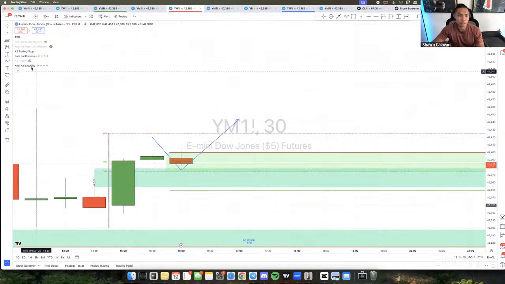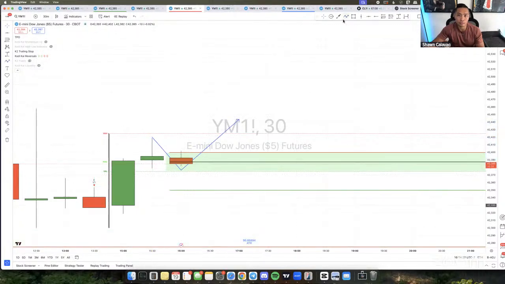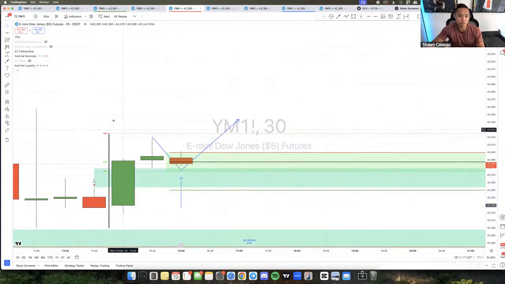But if it bounces off the value low, this green line, it also bounces off the liquidity right there, right? So that's what I use. This is what I use here for this. So I would look for the bounce off the value low and also bounce off liquidity.